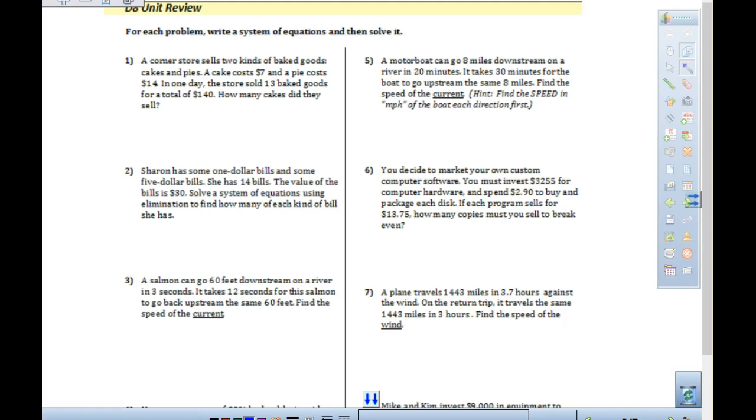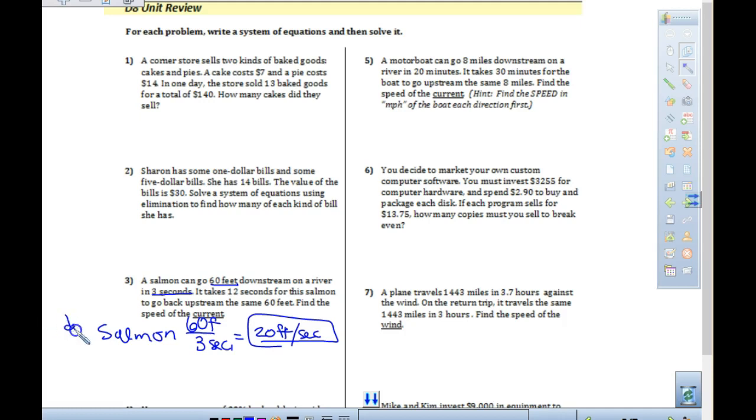In number 3, it says you need to find the speed of the current first. You're going 60 feet in 3 seconds. What is your speed going downstream of the salmon? 20 in 1 second. You're taking 60 feet per 3 seconds, right? So that's going to give us 20 feet per second. You need to know this first. Then it says it takes 12 seconds for the salmon to go back upstream.